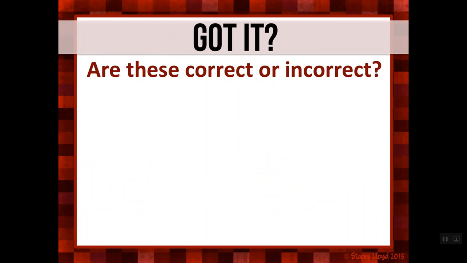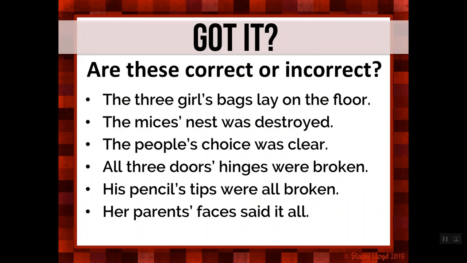Okay, here we go. We're going to read these again, give you about 10 seconds to decide whether or not they're right or wrong. Here we go. The girls' bags lay on the floor. The mice's nest was destroyed. The people's choice was clear. All three doors' hinges were broken. His pencil tips were all broken. Her parents' faces said it all. Okay, 10 seconds. You think you have it? You can always press pause as well.